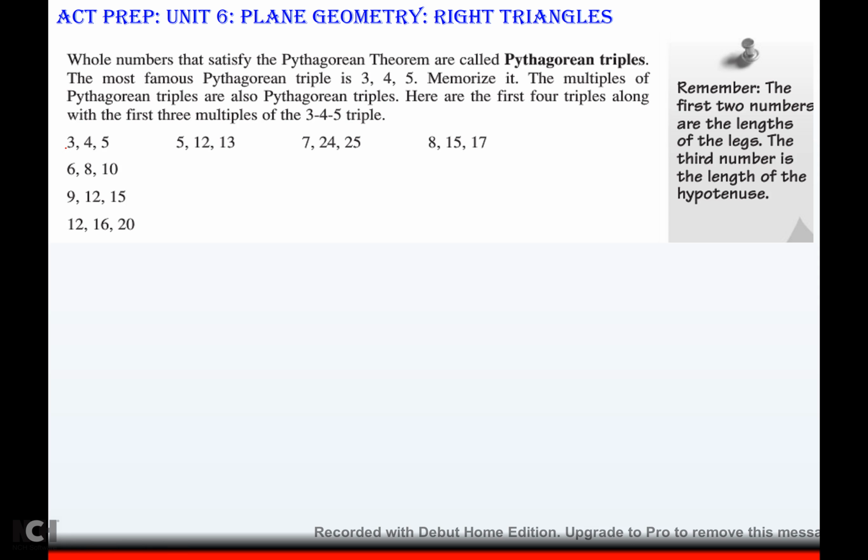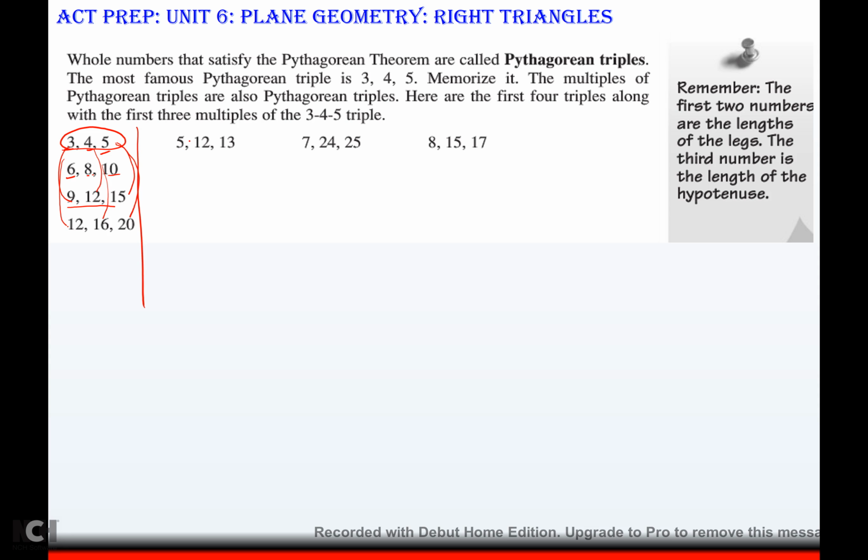So if you have a triangle that has legs of 3, 4, and a hypotenuse of 5, if you double those, 3 times 2 is 6, 4 times 2 is 8, 5 times 2 is 10. There's the next one. The next multiple would be multiplying your beginning ones by 3. 3 times 3 is 9, 4 times 3 is 12, 5 times 3 is 15. And then the fourth would be 3 times 4 is 12, 4 times 4 is 16, 5 times 4 is 20. So we could do that with the other triples.